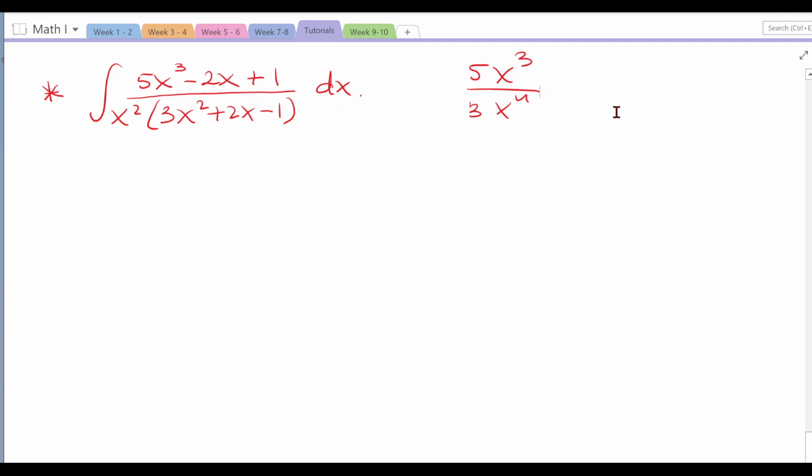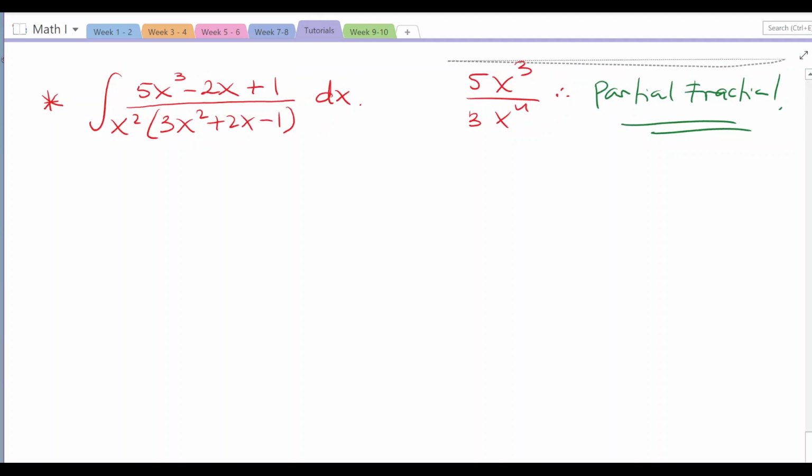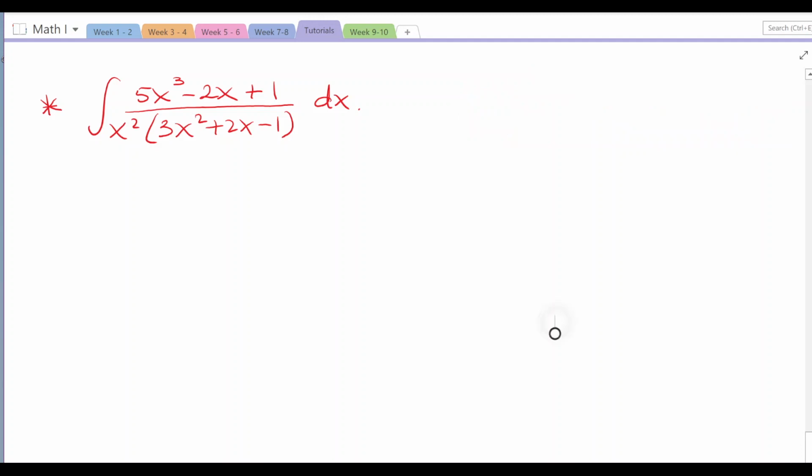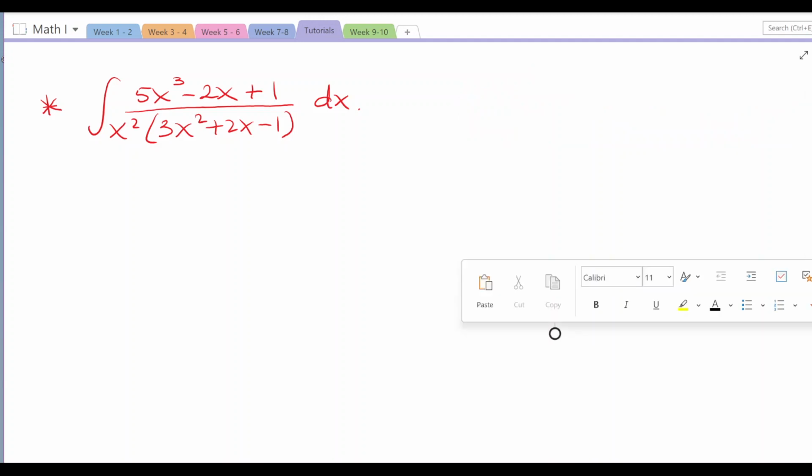the partial fraction. So the solution for this is partial fraction, and the reason is we try to simplify our particular problem. So let's work on the side. Let me just delete this one first. Okay, so how do we start with the partial fraction?